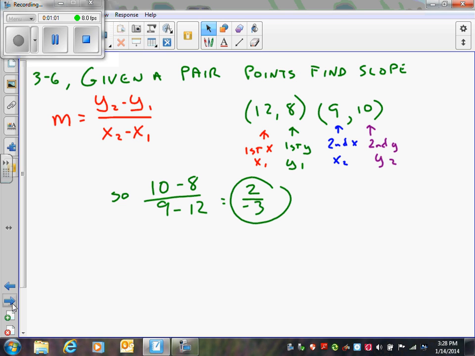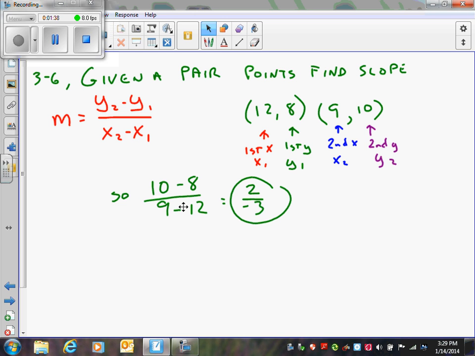Questions 3 through 6, you are given a pair of points and they want you to find the slope. I tell my classes it helps if you label your points. This is x1, this is y1 because that's my first x and that's my first y. This is x2 and this is y2 because that's my second x and my second y. And then the important thing is you make sure you get the y's on top and the x's on bottom. And you make sure that whichever one you put in front on top, you put its match in front on bottom. So 10 and 9 go together.